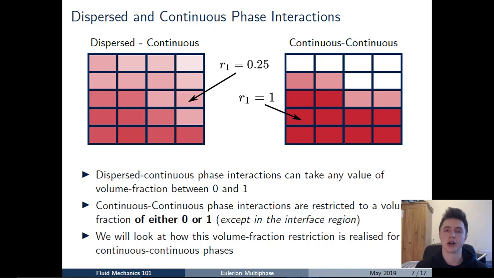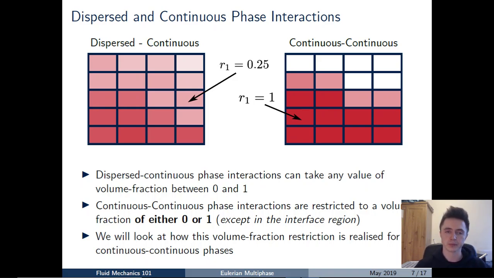Well, if we have a dispersed continuous phase interaction, the volume fraction should be able to take any value between 0 and 1. What that would physically mean is that when we have a value of 0, we'd have none of our dispersed phase in those cells, and as the volume fraction slowly increases, that would indicate that the concentration of that dispersed phase in those cells is gradually increasing, and we can have any value there between 0 and 1.